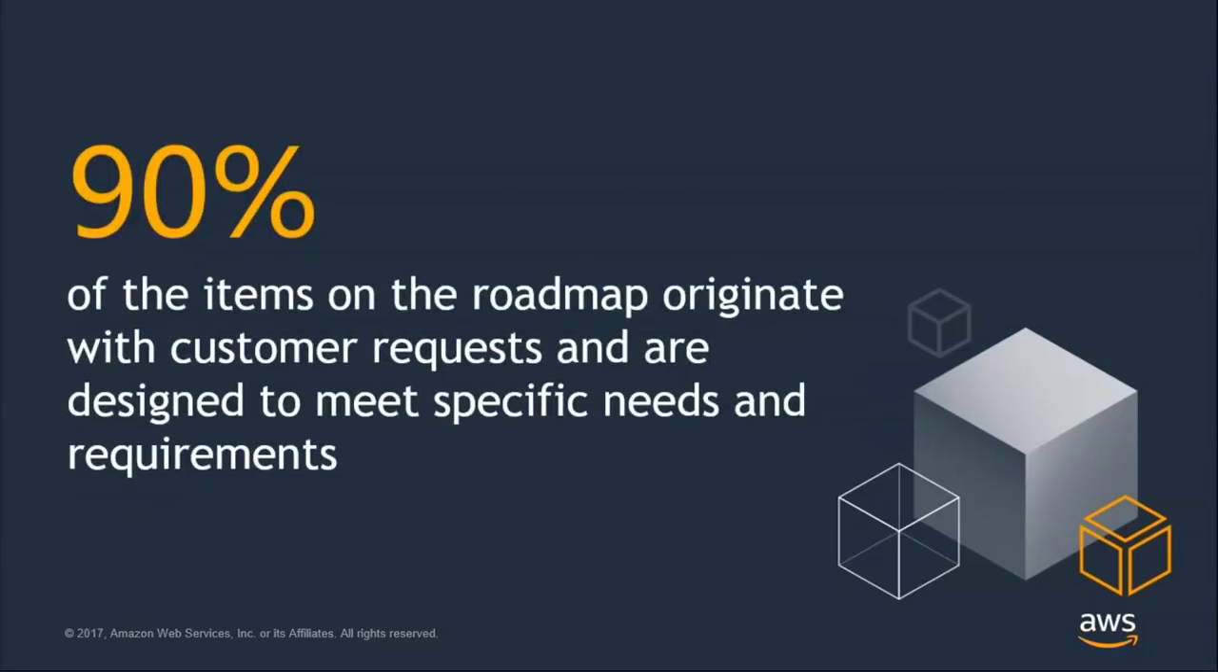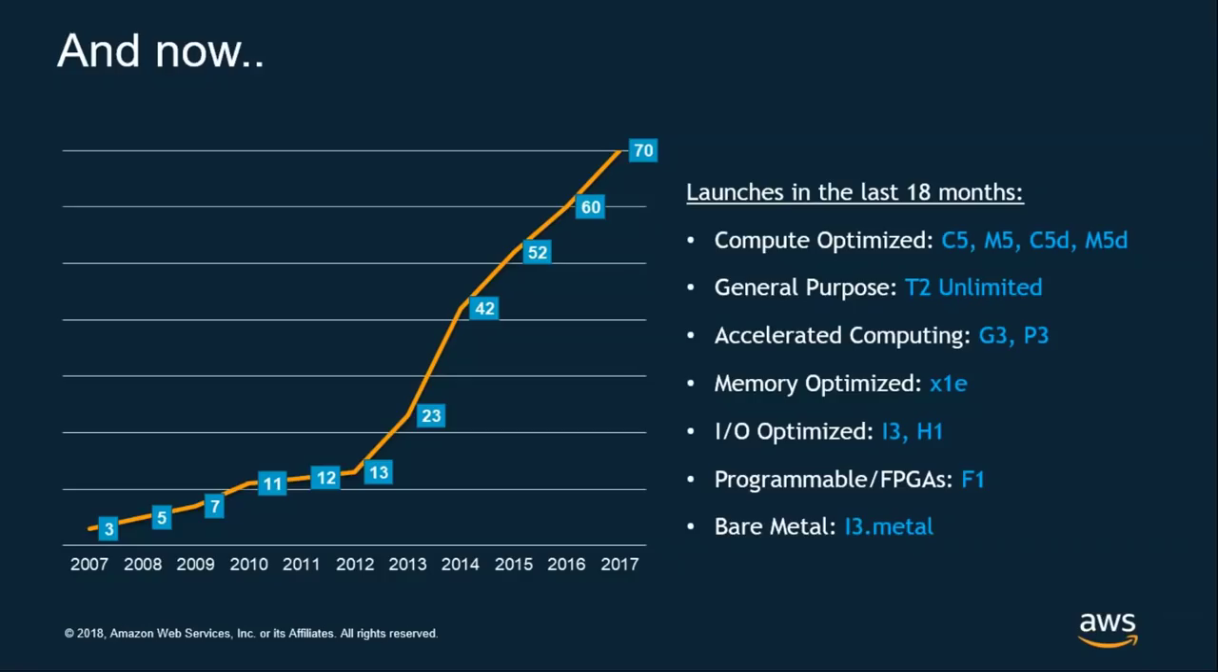So when we think about these instance types we're launching, I've obviously already mentioned it, but over 90% of the roadmap items for EC2 are born out of customer requests, and they're designed to meet very specific customer needs. And we've been doing that for, as I say, well and truly over a decade at this point. So while we started with one EC2 instance type, we're now at a point where there's well over 70 different instance types and options available for customers.